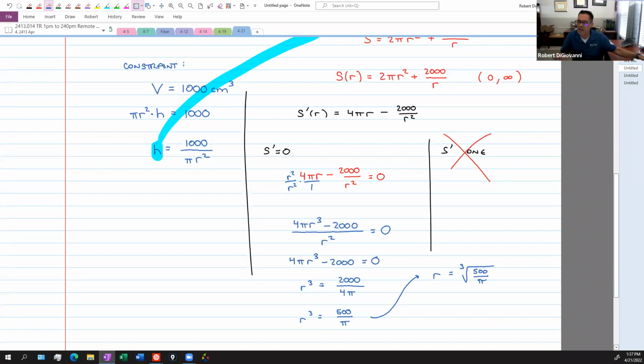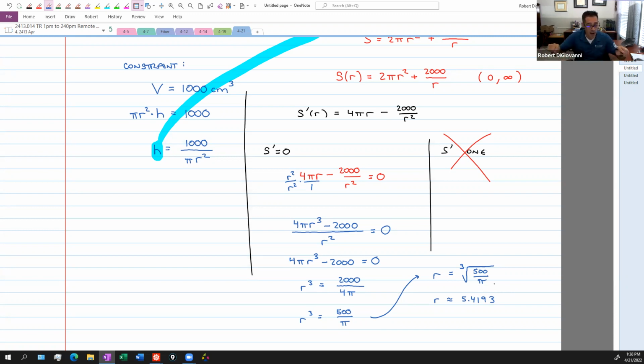Now I need to have some idea of what that number is. So I'm going to get on my calculator. I'm going to do 500 divided by pi, and then I'm going to take the cube root of that. So I get that r is approximately 5.4193. I'm going to round it to 4 decimal places. That's my only critical number.